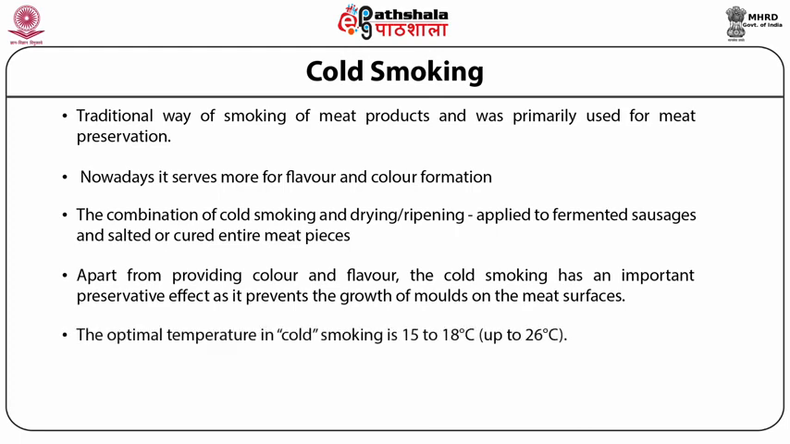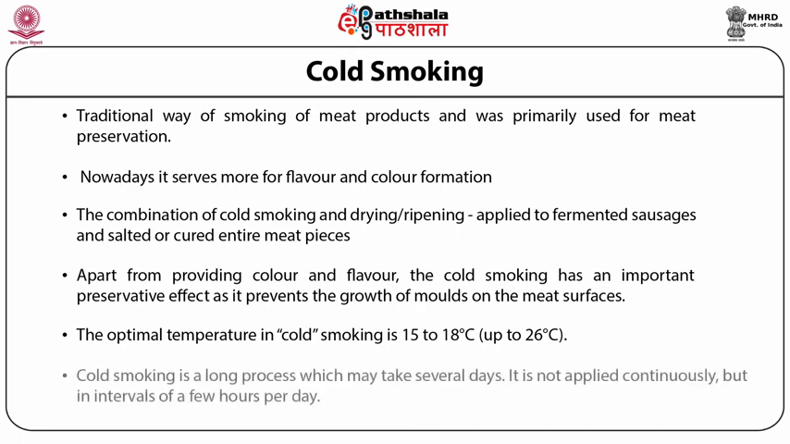The optimal temperature in cold smoking is 15 to 18 degrees Celsius. Sawdust should be burned slowly with little smoke only and the meat hung not too close to the source of the smoke. Cold smoking is a long process which may take several days. It is not applied continuously but in intervals for a few hours per day.